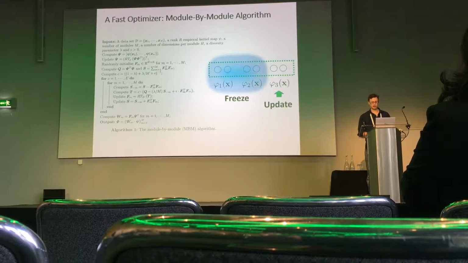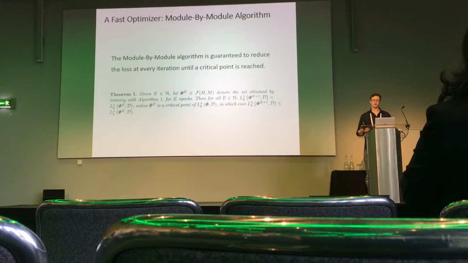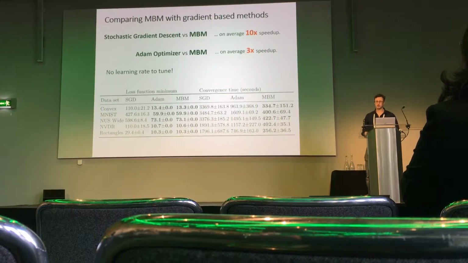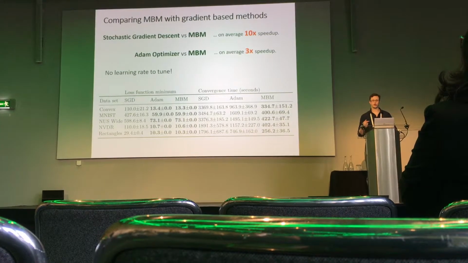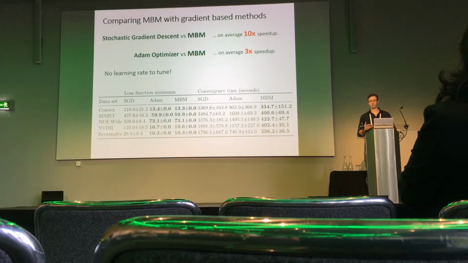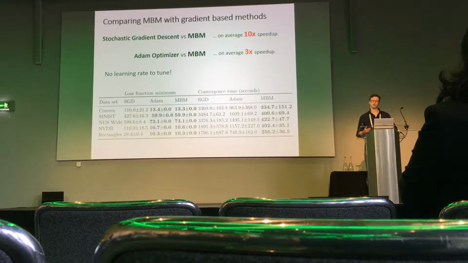And this algorithm has some nice properties. The first of which is that it's guaranteed to reduce the loss at every iteration until a critical point is reached. So we never increase the loss. And the second nice property is that it actually performs very well in practice. So if we compare it with stochastic gradient descent, we get a performance speed up of around 10 times. And if we compare it with something like the Adam optimizer, which is very fast in a lot of settings, we get about 3 times speed up.